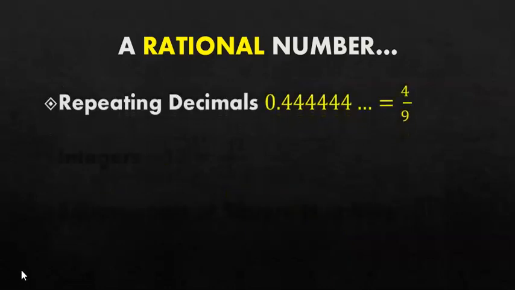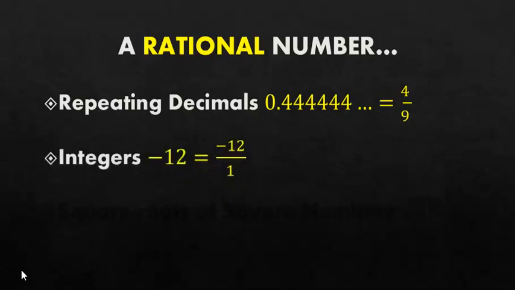Repeating decimals, as long as the number that repeats is the same, or the two numbers or the three numbers that repeat are the same, can be written as the ratio of two integers. So the number 0.4444, the 4 continues on, is equivalent to the ratio of 4, which is an integer, and 9, which is an integer.